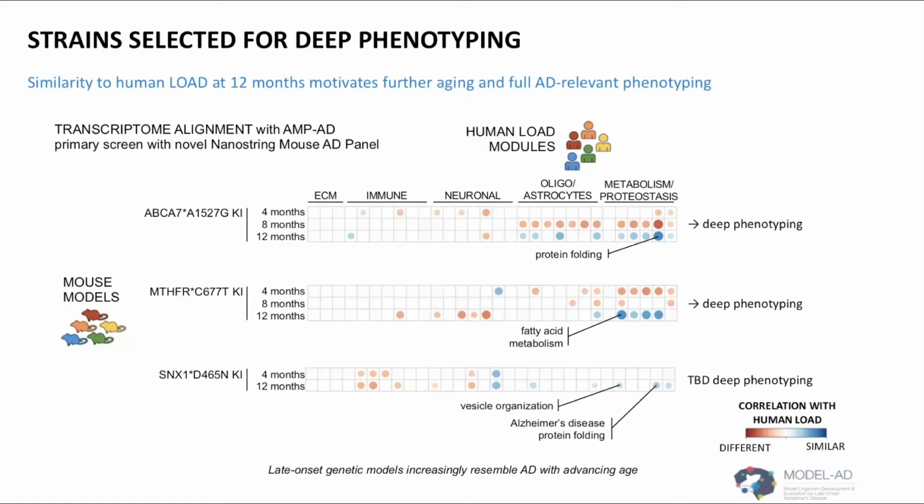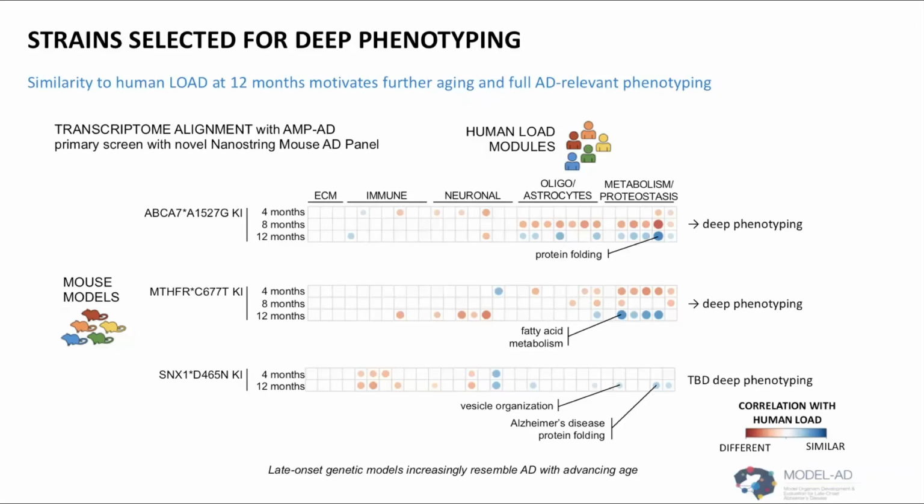And what you'll see here in 3 variants that were tested on the background of LOAD1, a variant in ABCA7, in MTHFR, and SNX1, you can see that there's an age-dependent increase in the relevance of these models to human AD. So for instance, in ABCA7, you can see that there's an increase in these blue spots in both oligo/astrocyte relevant modules and metabolism/proteostasis. So this is what we would consider a go by our primary screening. So this model is now entering deep phenotyping, as well as the MTHFR model.